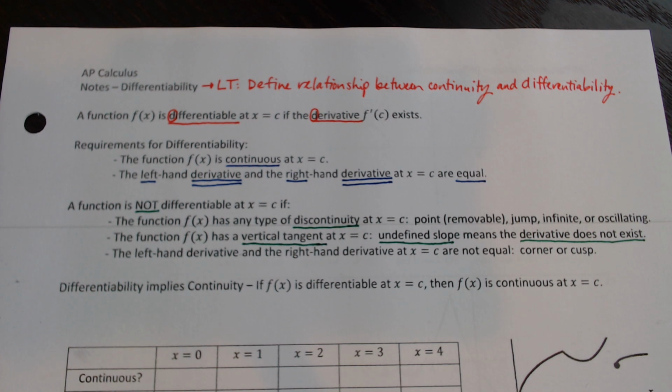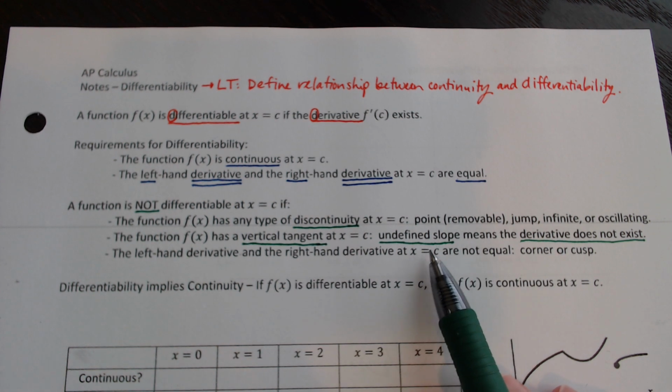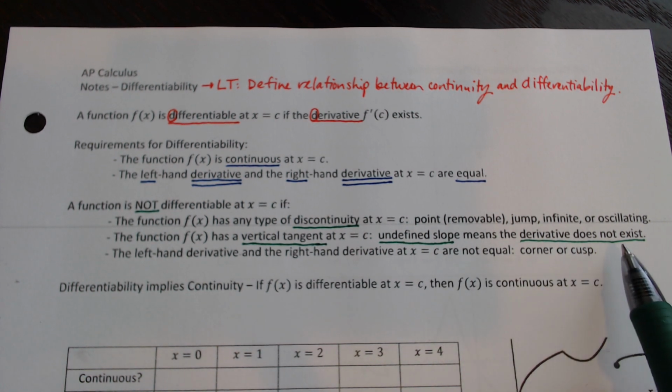If the graph is continuous, there still might be a couple things that disqualify it from being differentiable, the first of which is a vertical tangent. Vertical tangent means that the graph goes vertical or has vertical slope at some value c, and that slope we call undefined, or the slope doesn't exist. And we know derivative means slope, so if there's no slope or undefined slope, we do not have a derivative there as well.